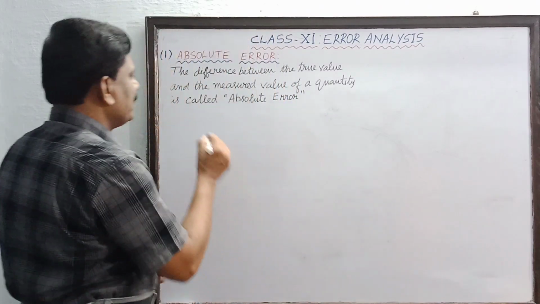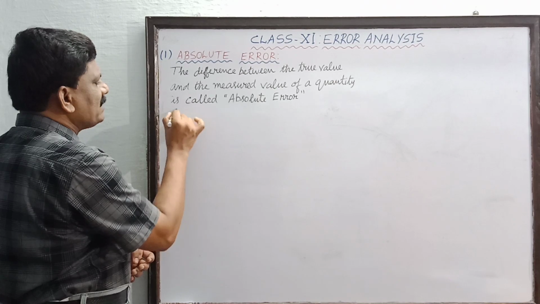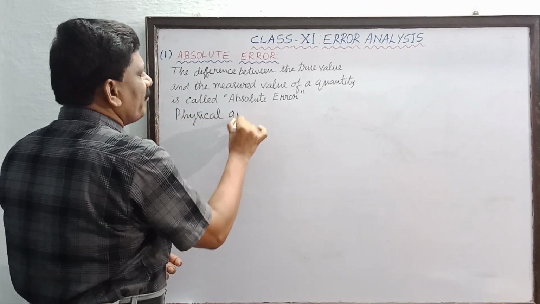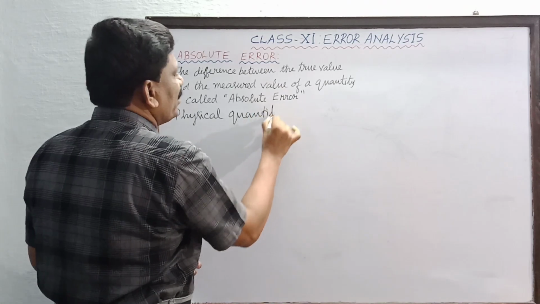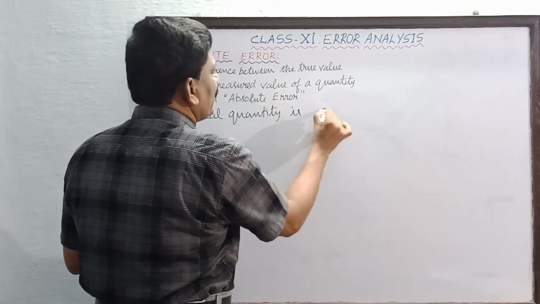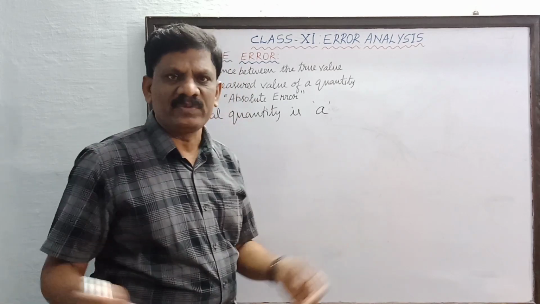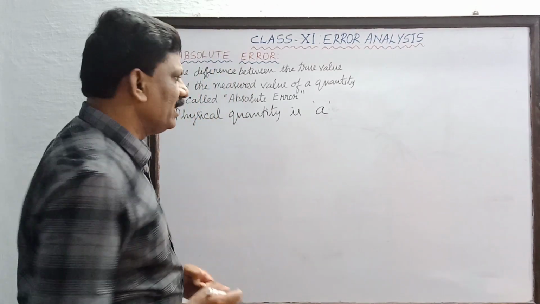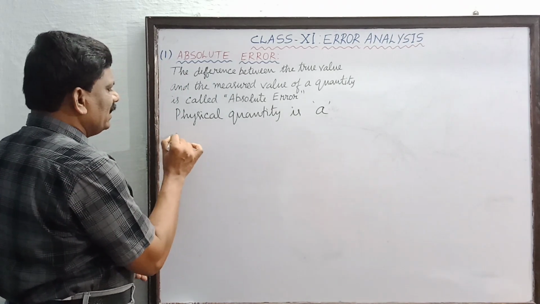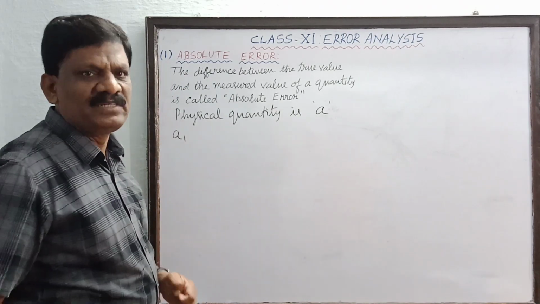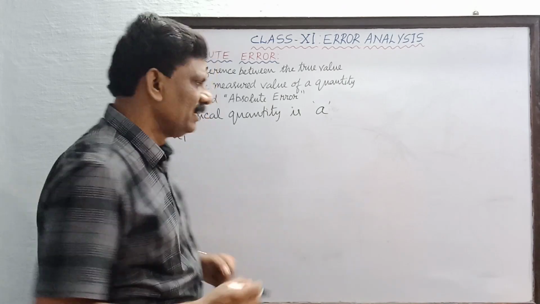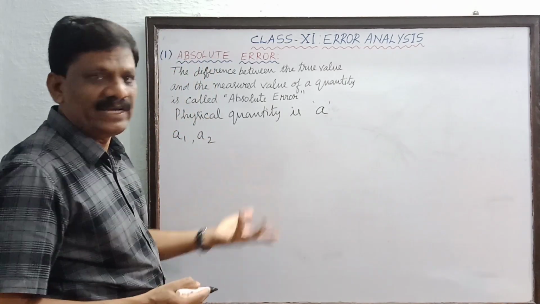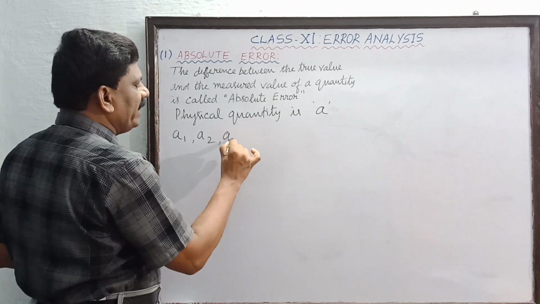Now let us take a physical quantity which is to be measured. So the physical quantity measured is A. A is some physical quantity, maybe length or breadth or a period of oscillation. So the first time I take a measurement A1. The first observation of this quantity is A1. And the second time I measure that same quantity, I find some other value A2. And the third value is A3.